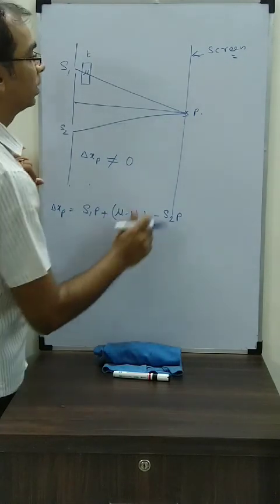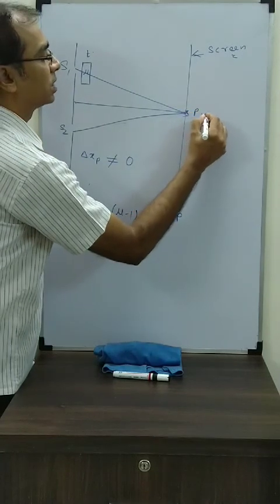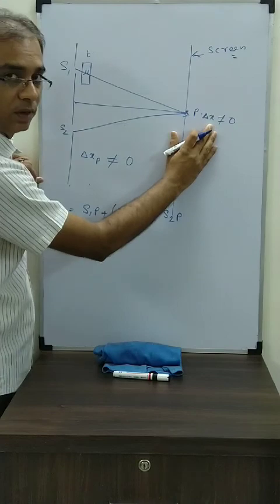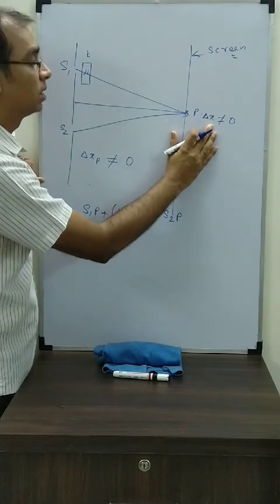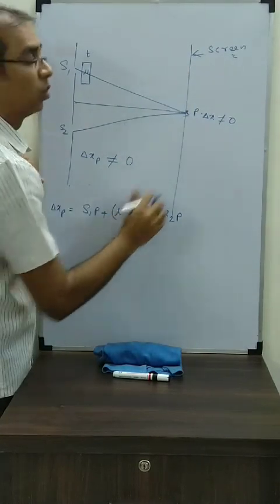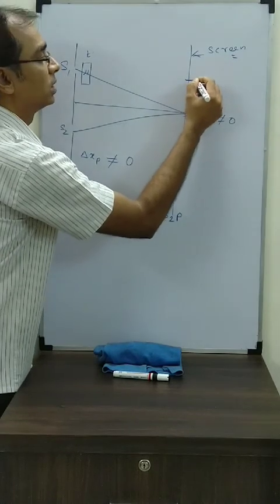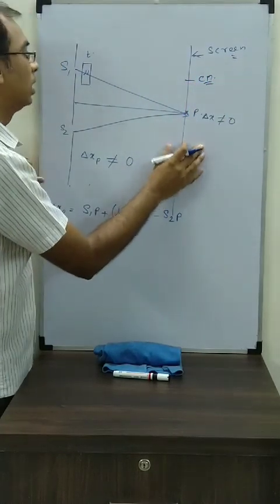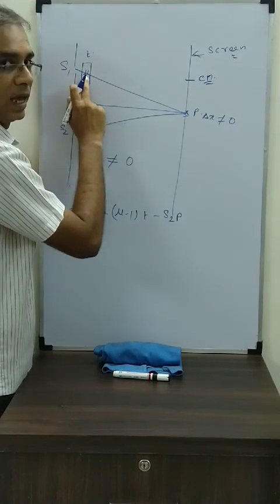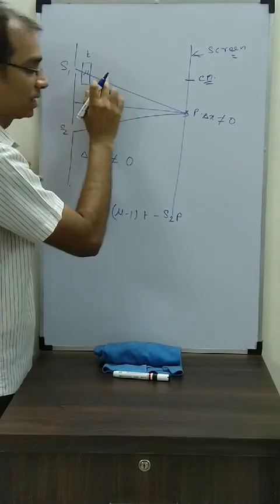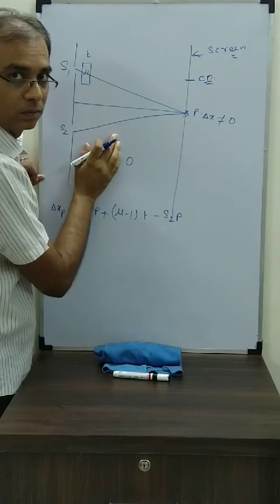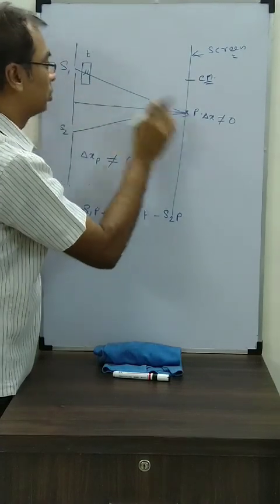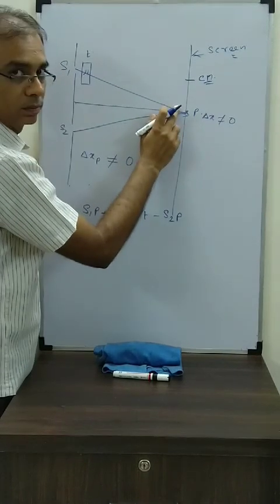Now, because the path difference here is not zero, central maxima is not here. Then where will the central maxima be? Central maxima will shift upwards. Why upwards? Why not downwards? The reason being, when the ray passes through the slab, it has to travel extra as compared to the ray traveling in air. To come to point P also, this one is traveling more.